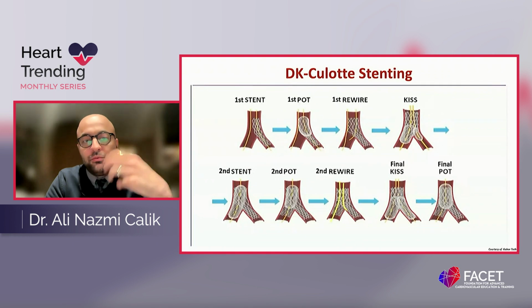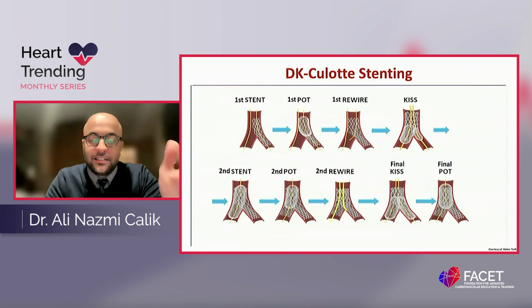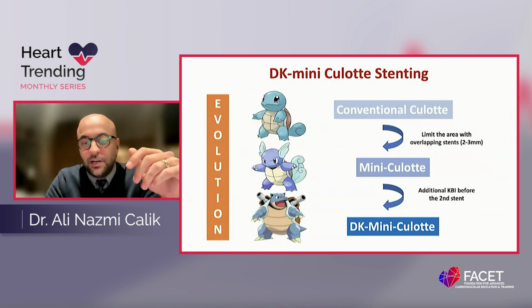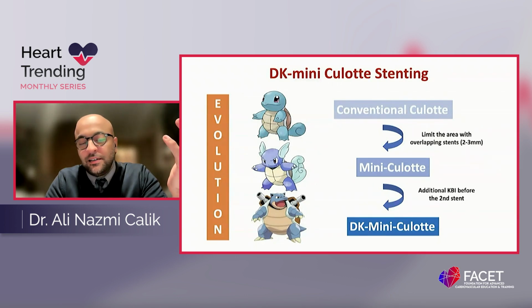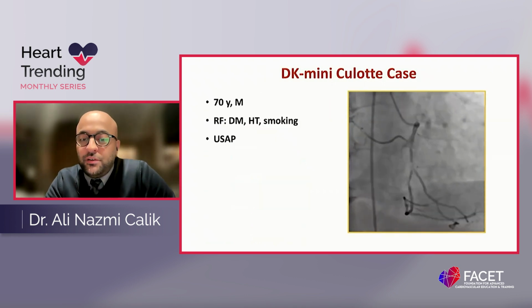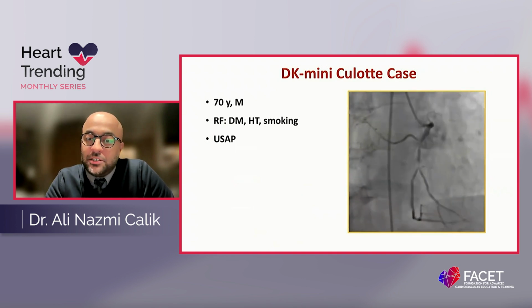So now we call it, as I mentioned, DK mini-crush, and we have to perform a kiss before putting the second stent. So as you see, my Pokemon love in the slide, everything is getting some evolution. There was a conventional crush, and then it became mini-crush, and now it is called DK mini-crush. And this is a 70-year-old male, who presented with unstable angina pectoris.